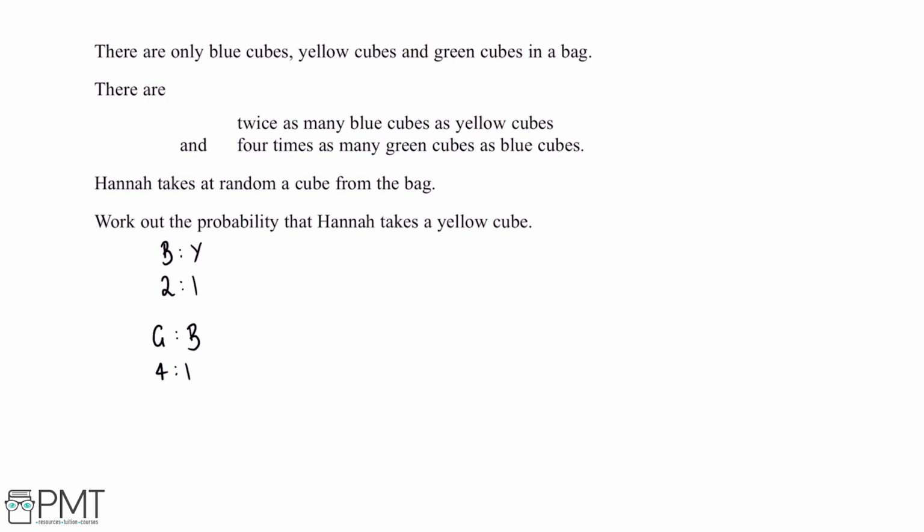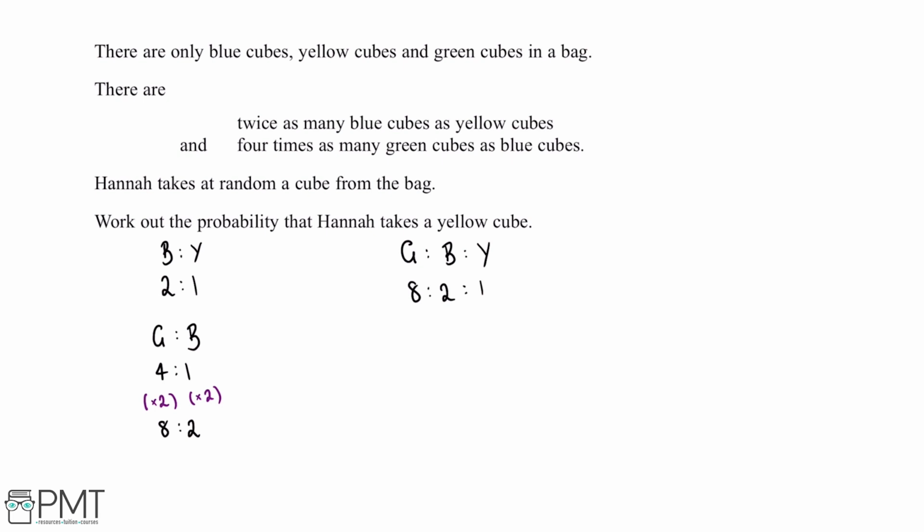So now what we're going to want to do is combine these 2 ratios here. Now both these ratios have the blue cubes included in them. However, in order to combine these ratios, we're going to want this number to be the same. So to do this, we can multiply this ratio by 2. Now what this means is for every 8 green cubes, there will be 2 blue cubes. So these 2 ratios are still equivalent, but we can now combine these ratios. So the ratio of green to blue to yellow cubes will now be 8 to 2 to 1.